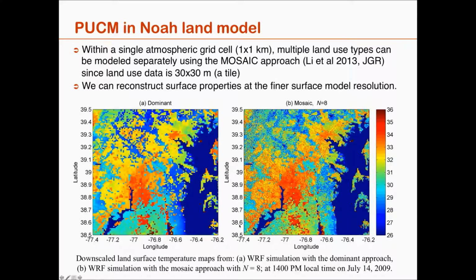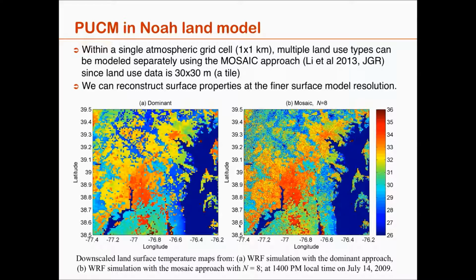So this is inside a canyon. Now, in addition to that, we can use this PUCM to represent urban areas of various densities. We can tell the model if this area is very dense with high buildings or not very dense with low buildings and a lot of vegetation. So we can represent different urban canopies.